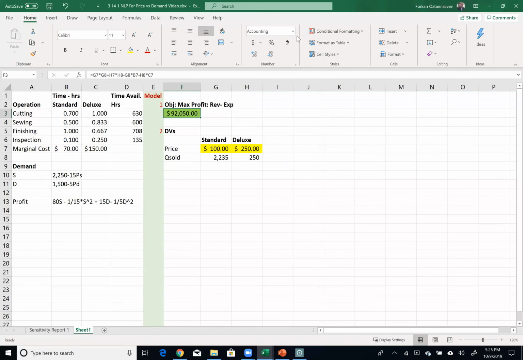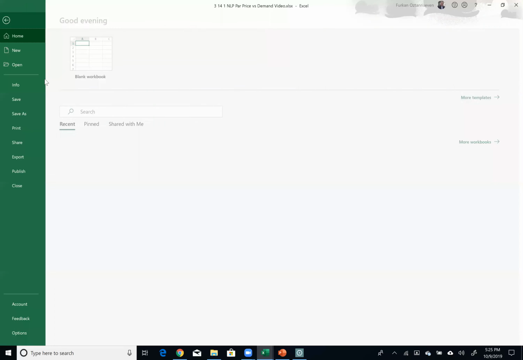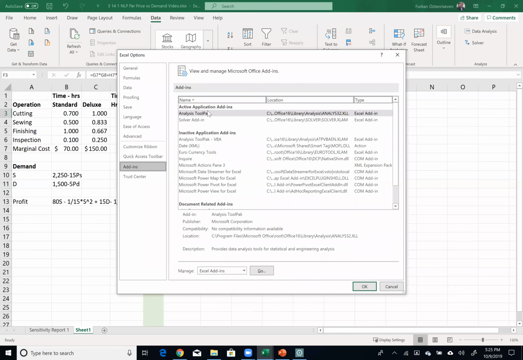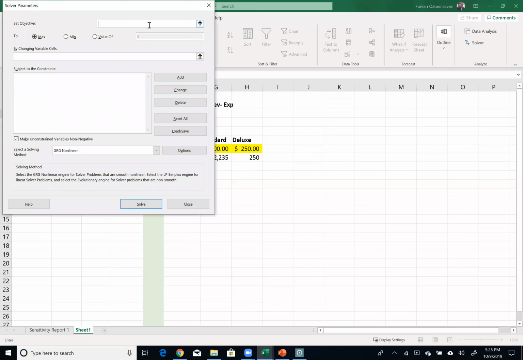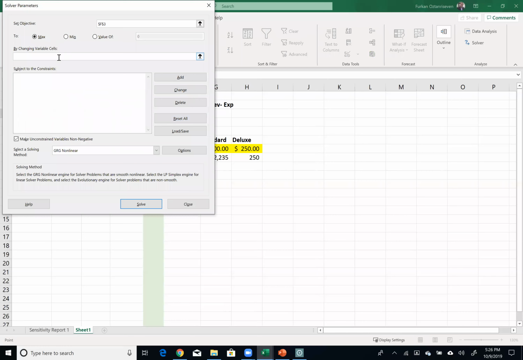If I solve this problem without the constraints, I could get a solution which will give me an upper bound for the maximization problem. Again, under the data tab you should have solver. If you don't have solver, go to file, options, add-ins, analysis toolpak, go and make sure that your solver is checked. Click OK. It may take a minute or two. Then on the data tab, go to solver, and your objective here is your green cell. Click on that, and it's a maximization problem. Let's choose our decision variables, which are yellow cells.